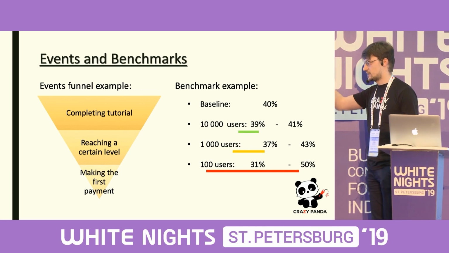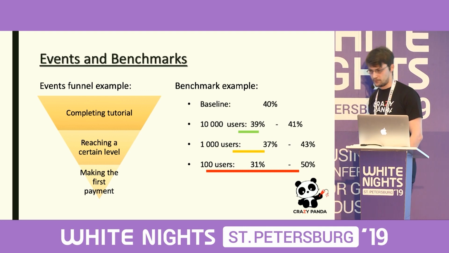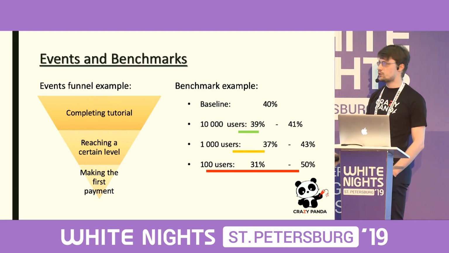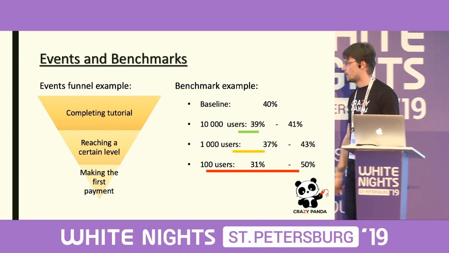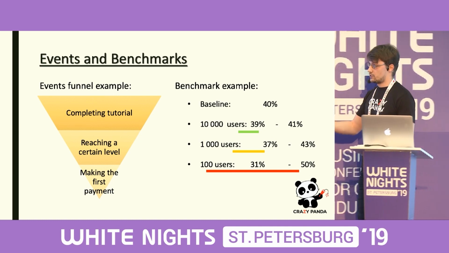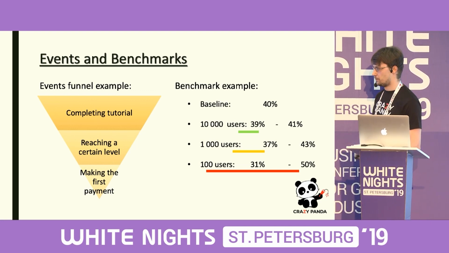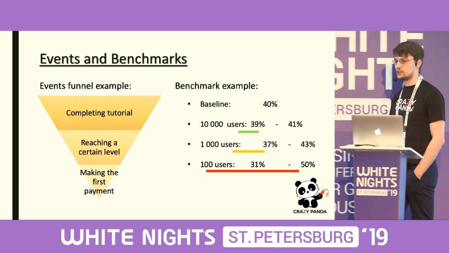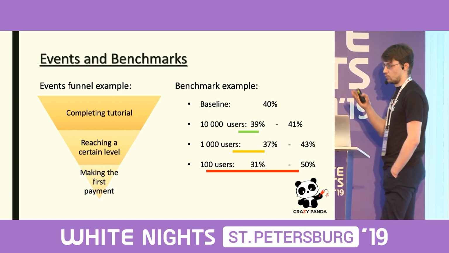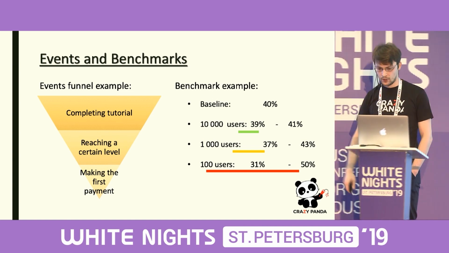For example, the baseline conversion rate into reaching level 10 is 40%. It means 40% of our users will reach level 10 in our app. Great app, interesting game, good. If we acquire 10,000 users from the source, we will have a so-called confidence interval. So at least 39% will be considered a good conversion rate. For 1,000 users, you see 37, and it drops.